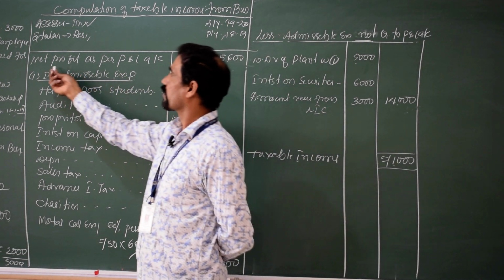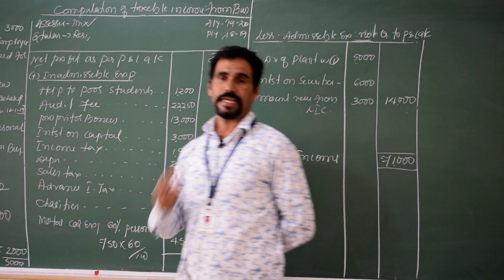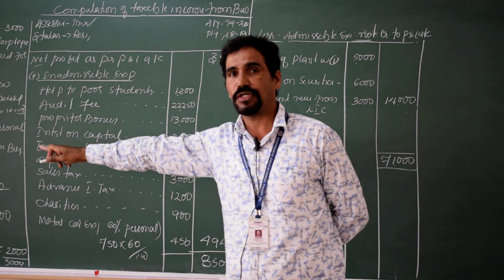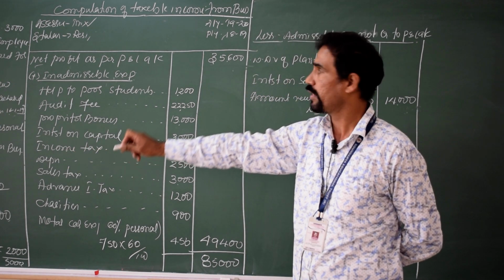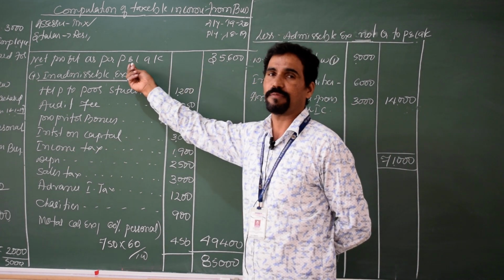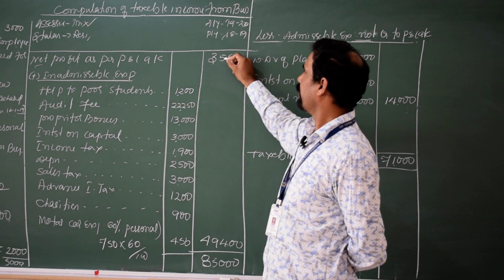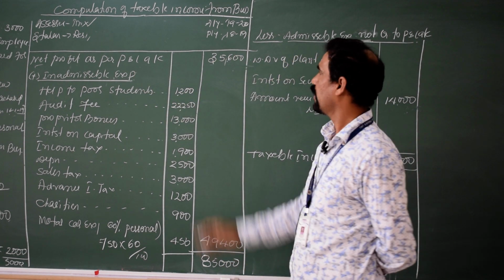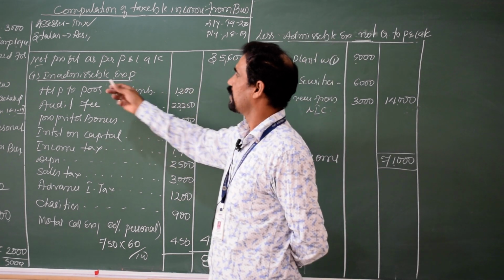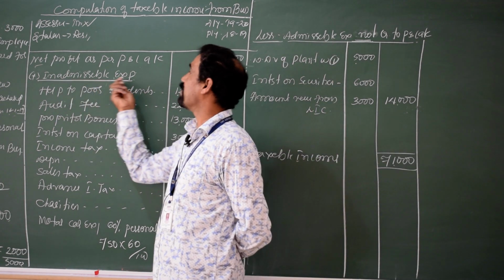So, now net profit. Net profit is given in the questions. I told you 35,600 is net profit. Always you should take the net profit first. First part is the net profit as per the P&L account. So, what is the net profit? 35,600. Okay. So, next, what is add inadmissible expenses?